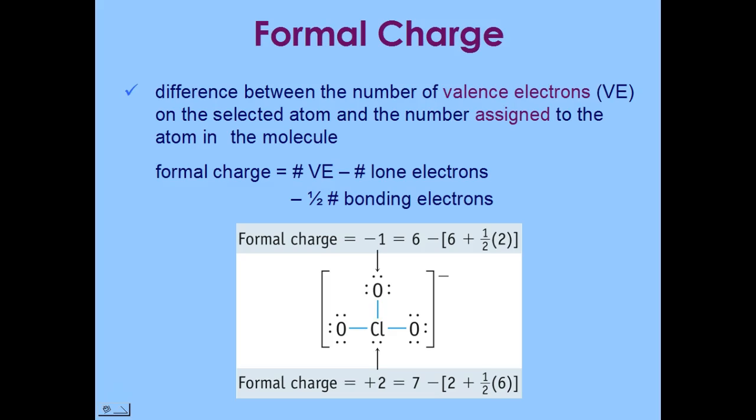It only has 2 lone electrons assigned to it, and it has 6 electrons that it's sharing, so 2 plus half of 6 would give me 5, and 7 minus 5 would give me a formal charge of +2. It does not matter whether you subtract away the bonding electrons first or the lone electrons, but you do need to make sure you subtract both of them away from your valence electrons.